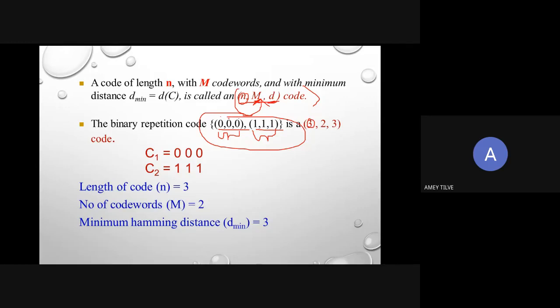Okay. Second is your m. m is what? How many messages are there? This is your first message. This is your second message. So 2 messages. So I have written 2 over here.